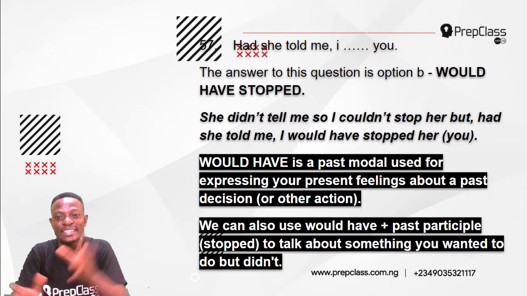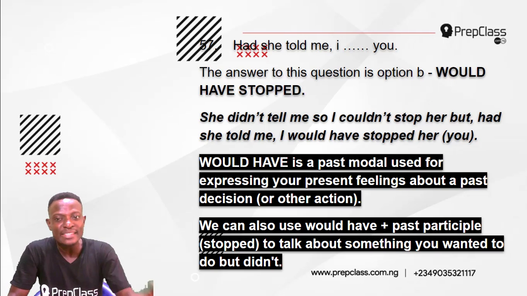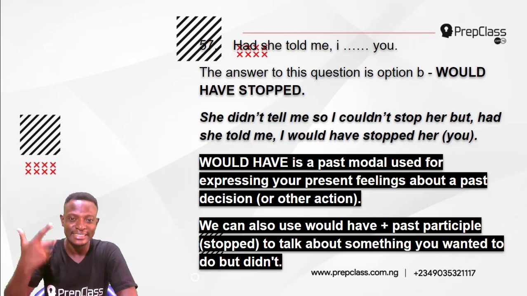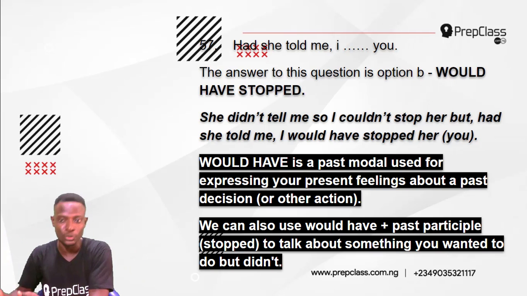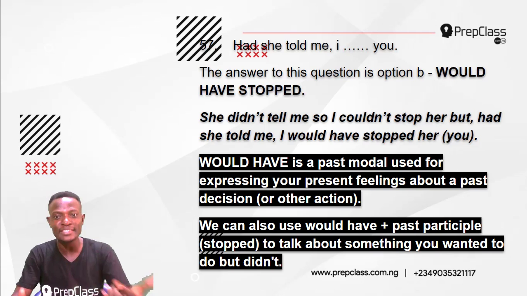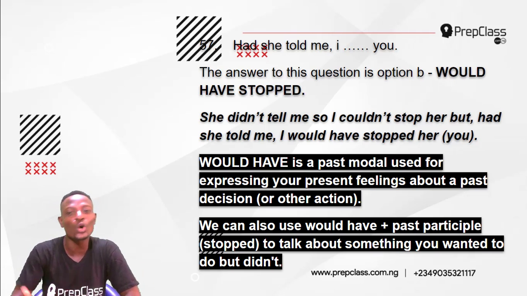Now, would have is a past modal. Would have is the past modal used for expressing your present feelings about a past decision or other action. She didn't tell me, it's a past action. So to express my feelings, I'll use what? Would have, which is the past modal. Had she told me, I would have stopped you.